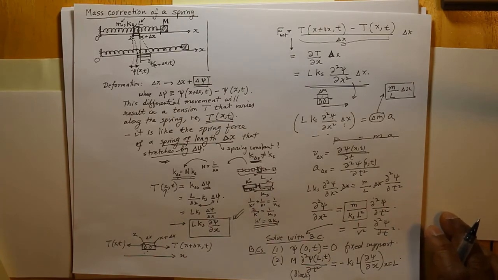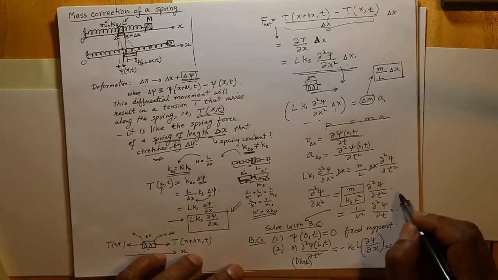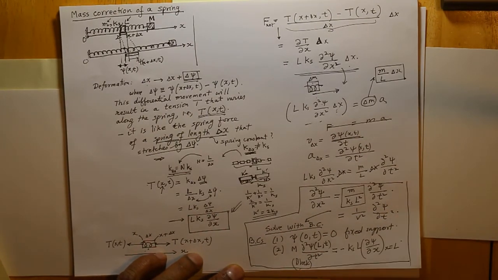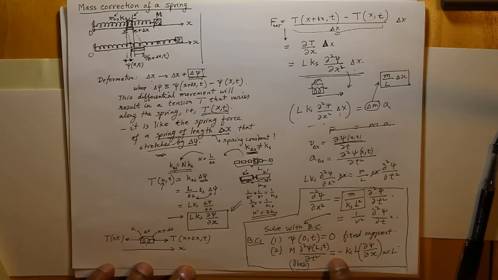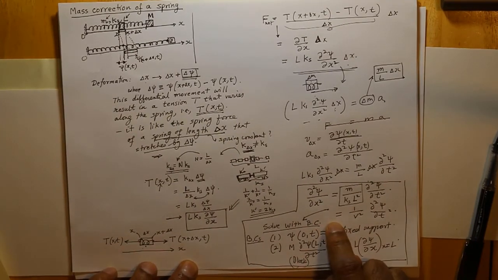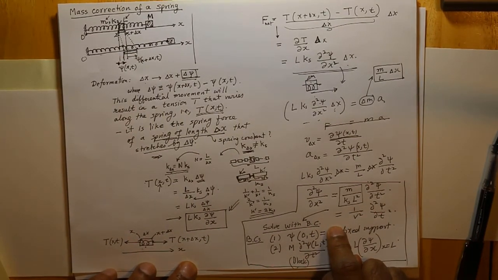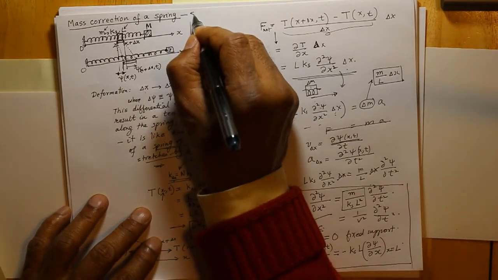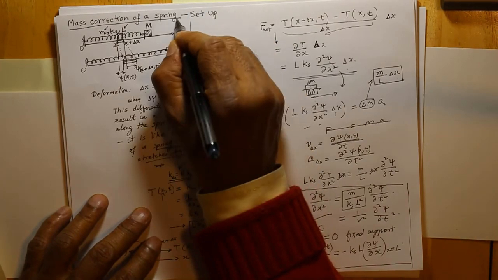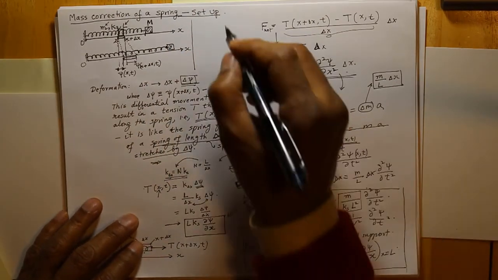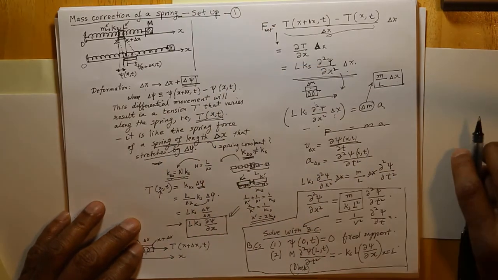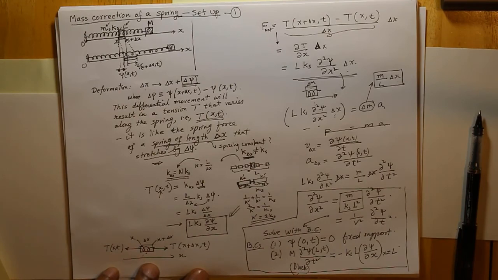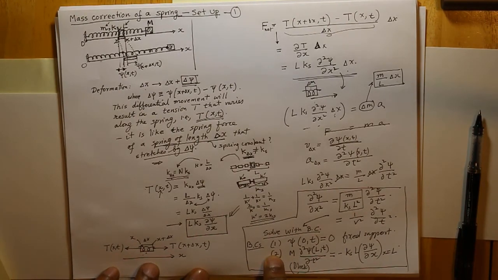In the next video, we'll talk about how to solve this and what the solution of this thing looks like. So this is setting up the problem, and solving this problem will be in the next video. So let's call this the setup part, and maybe this is video 1 of the two-part solution to the mass correction of a spring. Okay, so see you in the next video.